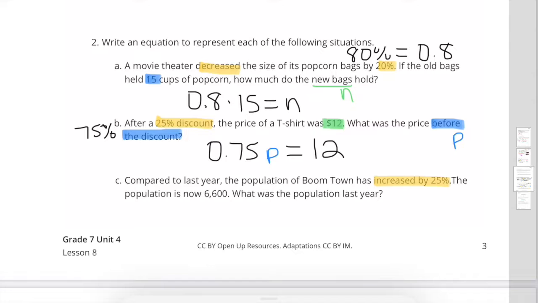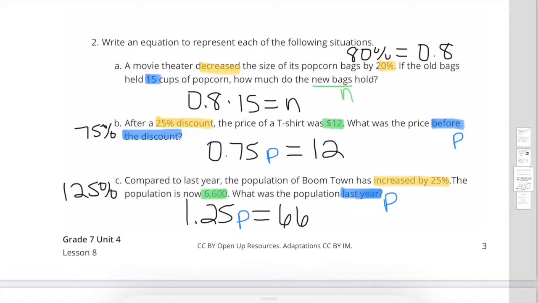Okay, C, compared to last year, the population of Boomtown increased by 25%. The population is now 6,600. So is this my original amount or my new amount? This is my new amount. And we're looking for last year's population, which would be my original amount. And we can just use P again for people. So compared to last year, we increased by 25%, which means we have what percentage? 125%, which as a decimal would be 1.25. And we always multiply our percentage times the original amount, which is P, because we don't know what the original amount was. And that gives me my new population, which is 6,600.